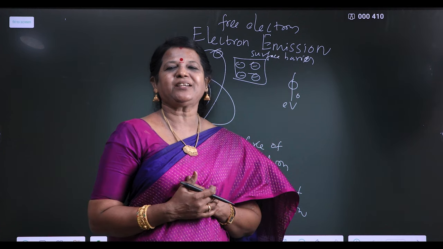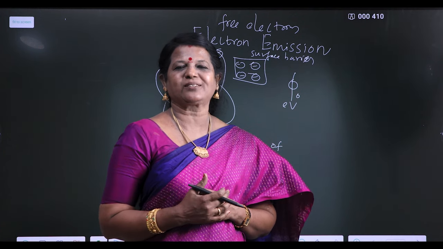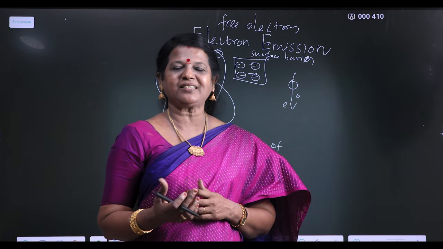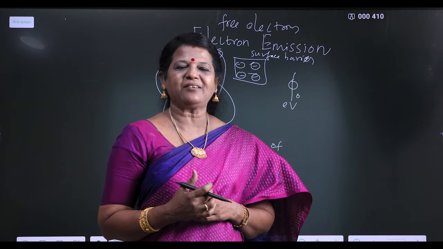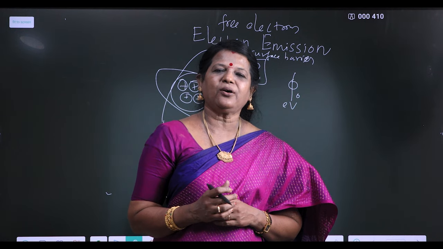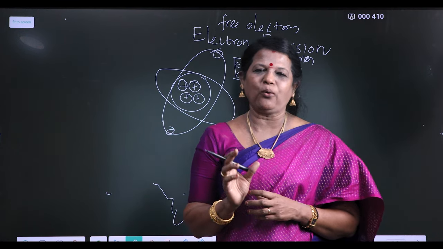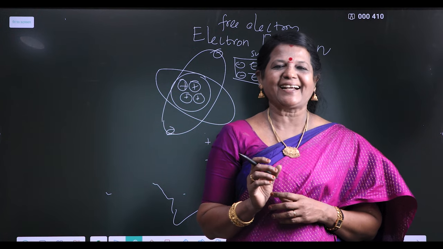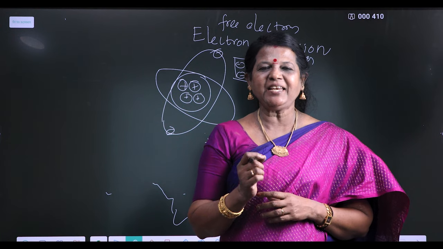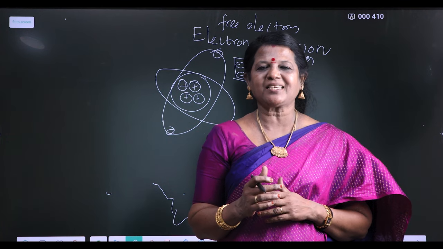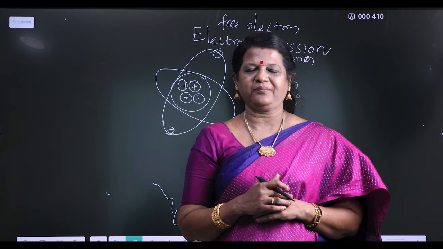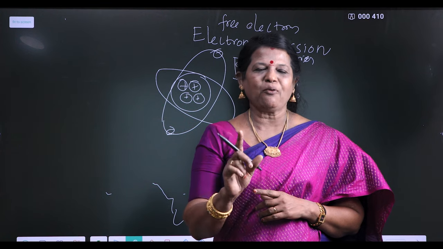The SI unit of energy is joules. But in the case of atomic energy and nuclear energy, we measure the energy by means of electron volt. One electron volt is defined as the kinetic energy gained by the electron when accelerated by a potential difference of 1 volt. The potential difference should be 1 volt.